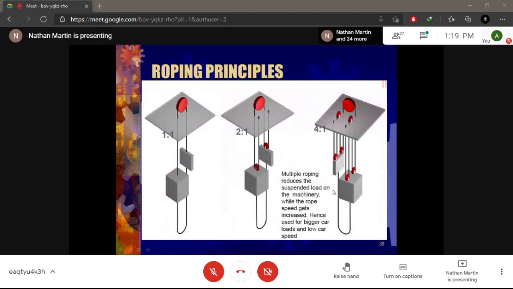So these are really the different roping principles. You have the 1-to-1, you have the 2-to-1, right? You have the 4-to-1, right? Multiple roping reduces the suspended load on the machinery, right? While the rope speed gets increased, hence used for bigger car loads and lower car speed, right? So we're talking about adding more load to the system. We're talking about using more ropes, which is in turn increasing the ratio of the system, right?